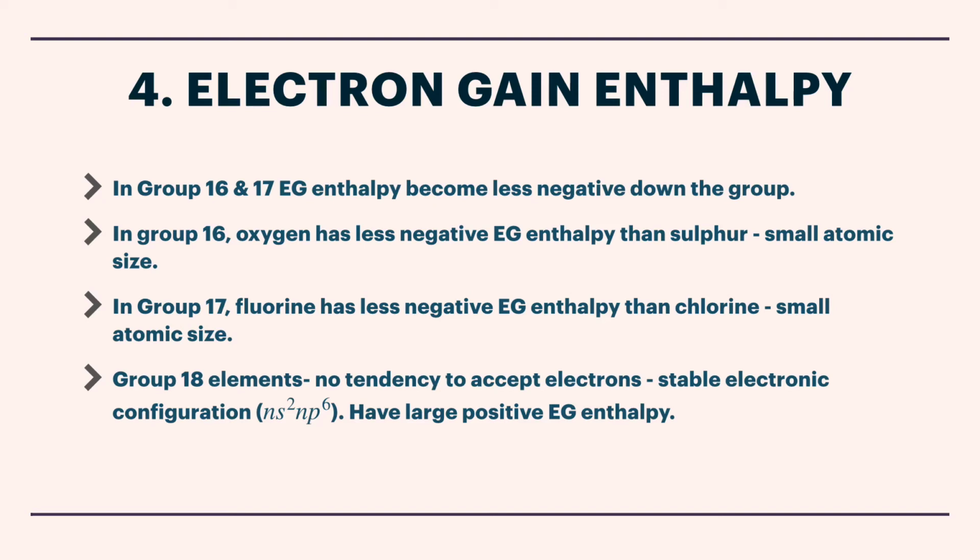Last one, group 18 elements, there is no tendency to accept electrons. Understand, electron gain enthalpy is the amount of energy released when an electron is added. In group 18 elements, electrons are not being added. Therefore, we say no tendency to accept electrons. They have a stable electronic configuration, that is ns2 np6. So they have large positive electron gain enthalpy. Hopefully you understood this.